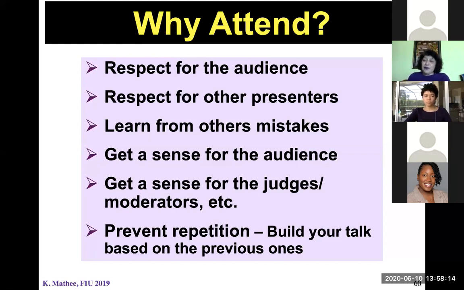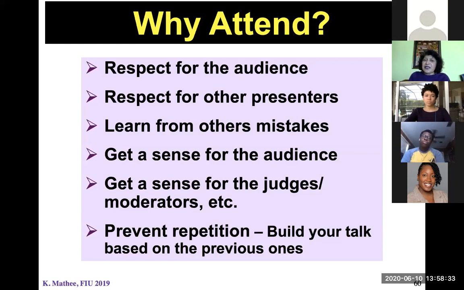And yet you expect everybody to listen to you. And you didn't have respect for the audience, for the other presenters. You don't expect them to listen to you. So you show respect for the audience and you respect the other presenters. What helps you? You learn from the other's mistake.